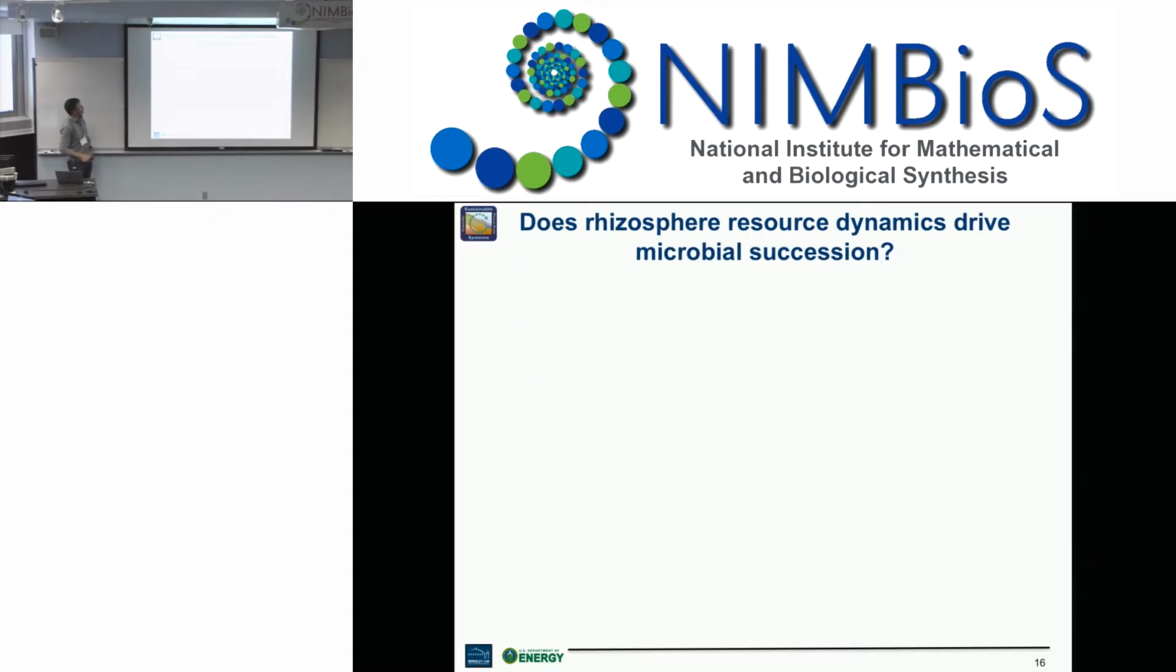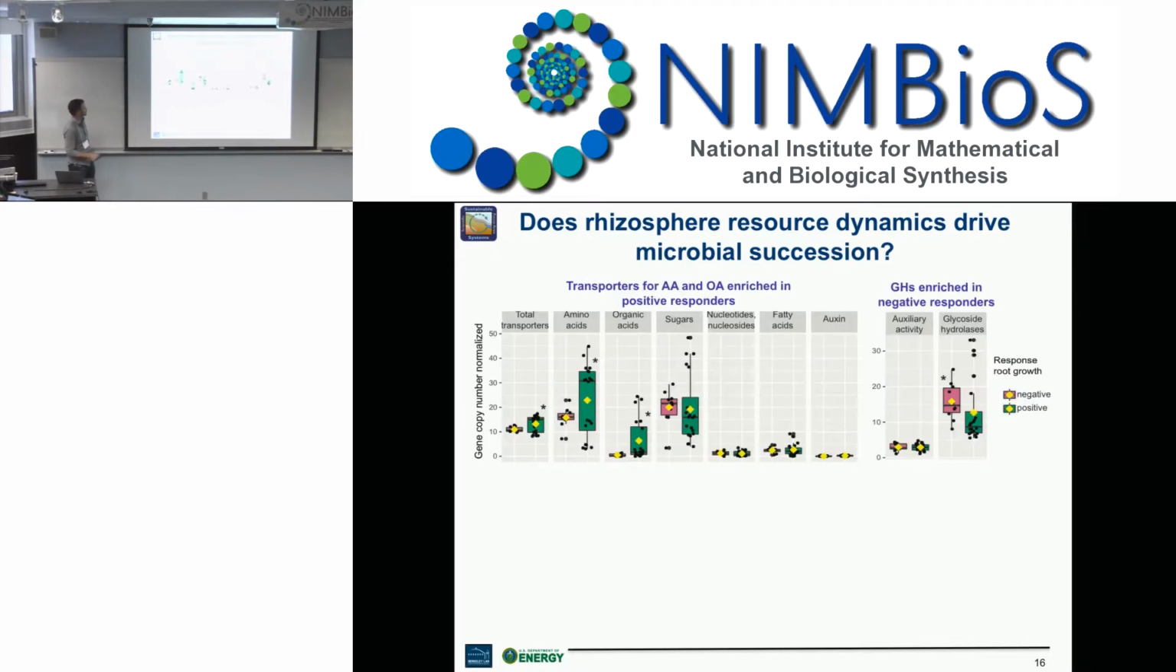All right. So does the rhizosphere resource dynamics drive microbial succession? In that case, that would connect the traits of increased transporters to the traits of the plant in terms of the chemistry that the plant is releasing. So remember, our transporters were up, our GHs were down.